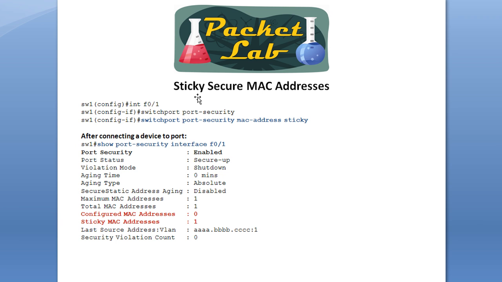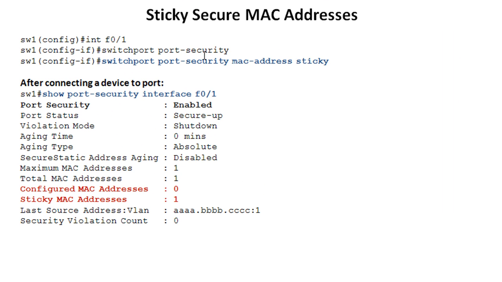And this is the configuration for the sticky secure MAC address. Port security: switchport port-security turns it on. Switchport port-security mac-address sticky turns on sticky, and you can see with the verification command that, again, port security is enabled, and configured MAC addresses is 0, and sticky MAC addresses is 1. So when you start seeing MAC addresses under the sticky MAC address, you know that this feature is enabled.